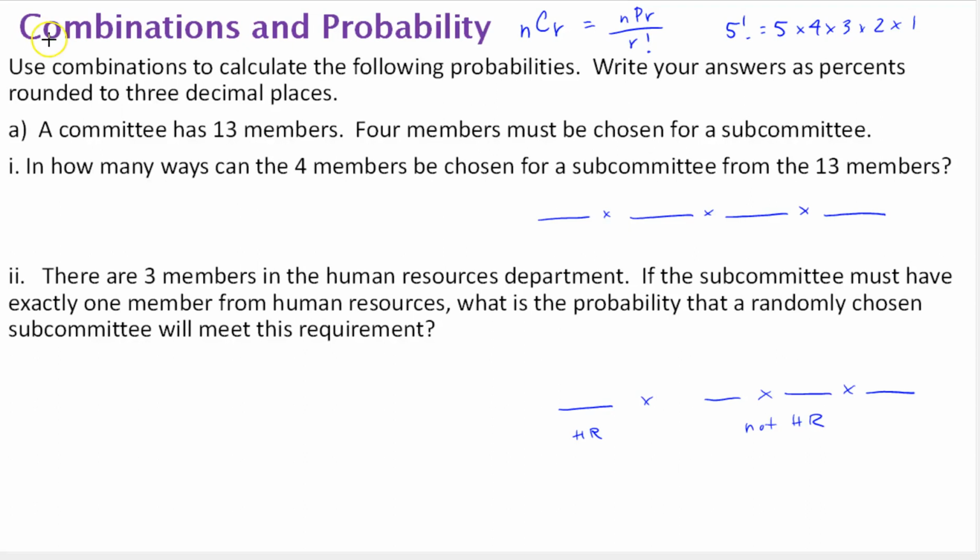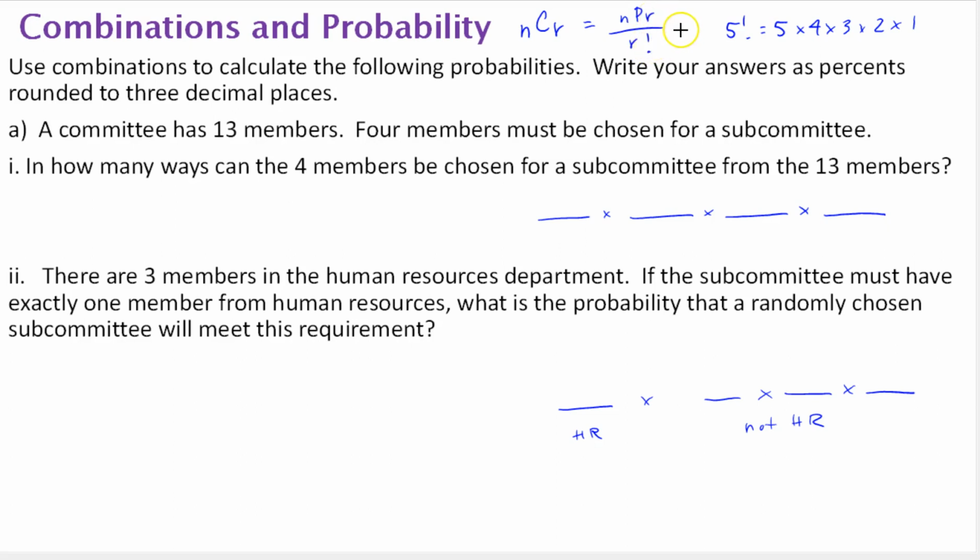In this video, we're going to learn about combinations and probability. A combination is like a permutation, except the order of the outcomes doesn't matter. So here's a general formula for a combination based on the formula for a permutation, where the number of combinations is equivalent to the number of permutations divided by r factorial, where r is the number of choices made.